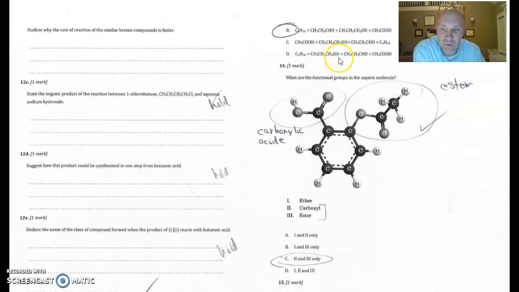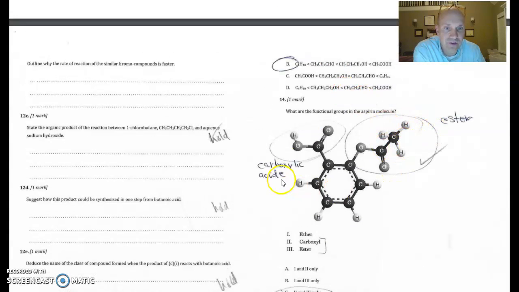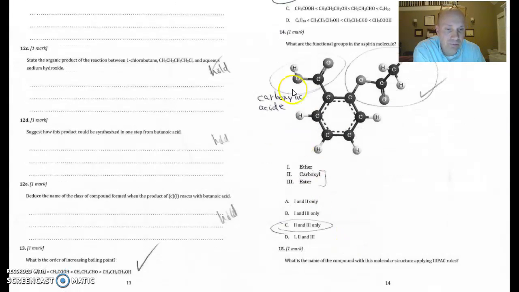All right, what are some functional groups in this molecule? We've got an ester here. This is a carboxylic acid. I don't know why they call it just a carboxyl, but just using a little bit of intuition on this, I would say these two right here.